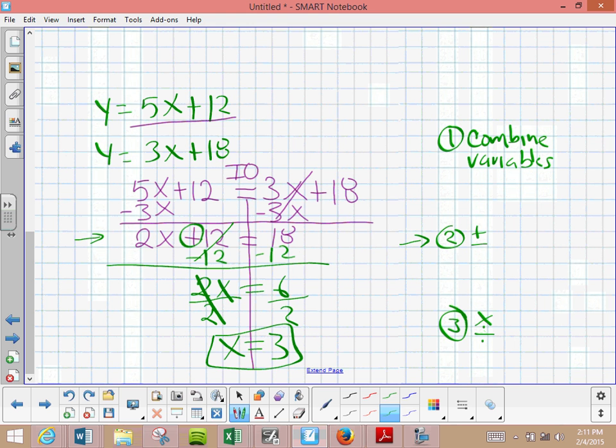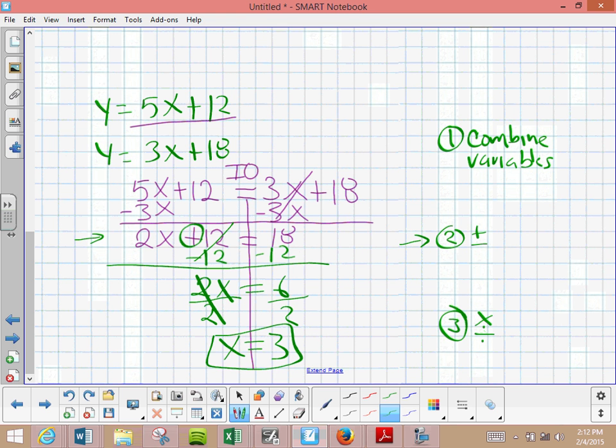So again, the first step is to combine the variables. It could be x, it could be j, it could be k, it could be anything, right? Any letter. For the second step, you either add or subtract. For the third step, you're going to either multiply or divide, and then you get your answer, which is x equals 3.